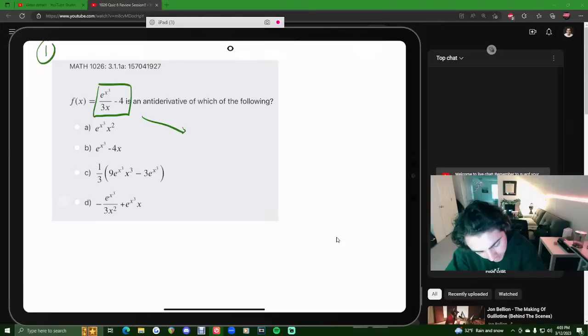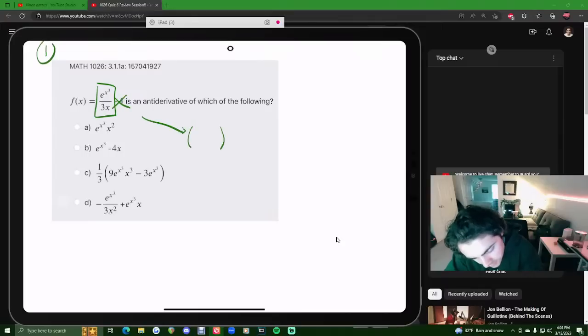So let's get into this. The first step is to take the derivative of this function. In order to do so, we need to use the quotient rule with this quotient here. I just want to address this minus 4 on the end. It will have a derivative of 0, so that'll basically go away. We can basically neglect it. The derivative of e to the x cubed over 3x is what we're finding using quotient rule.